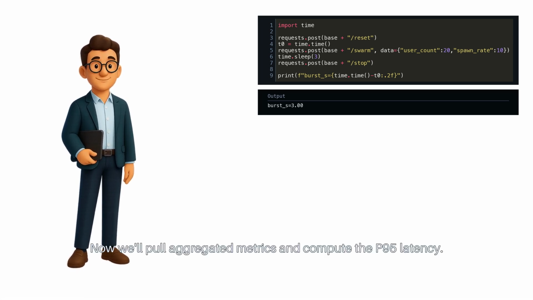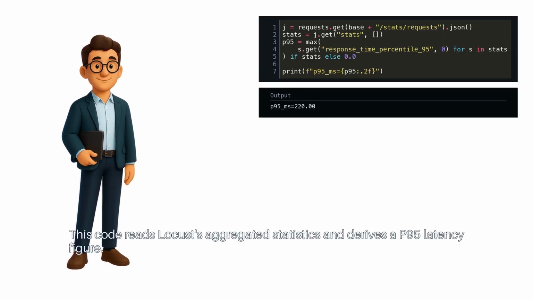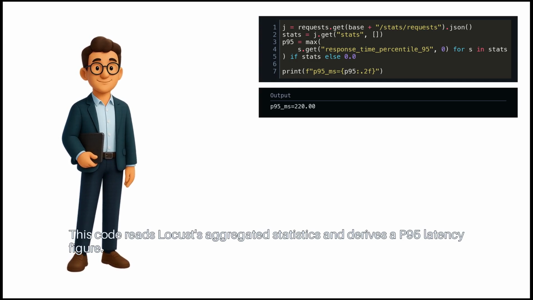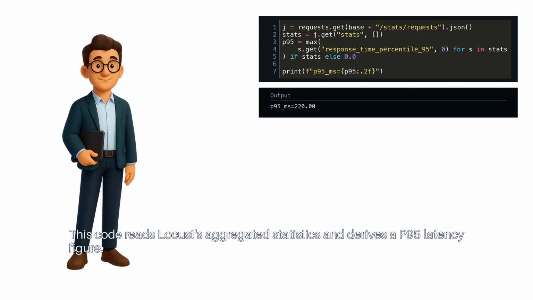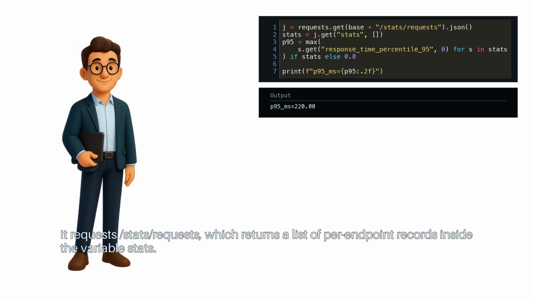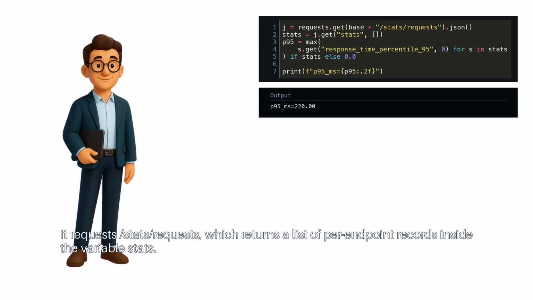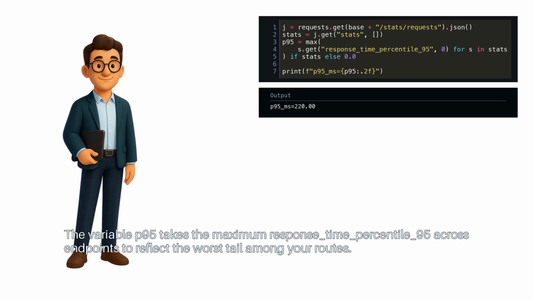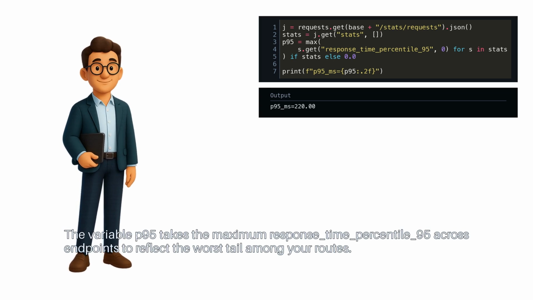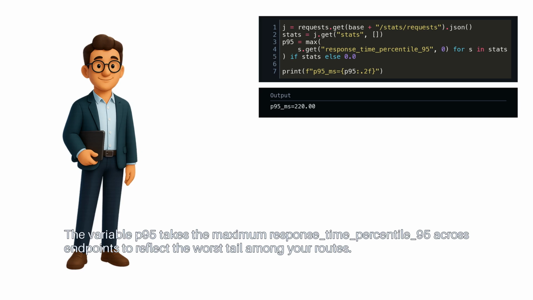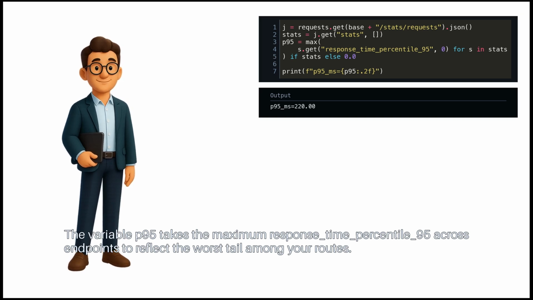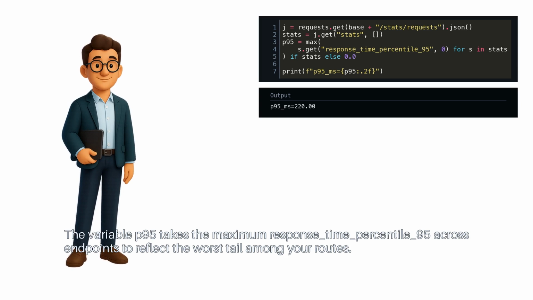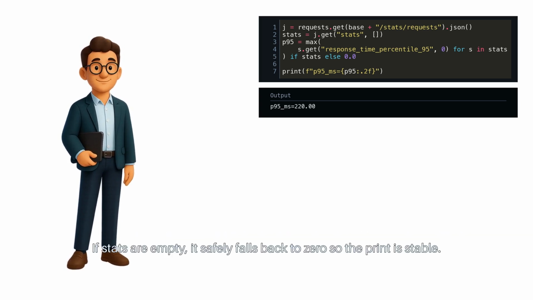Now, we'll pull aggregated metrics and compute the P95 latency. This code reads Locust's aggregated statistics and derives a P95 latency figure. It requests stats requests, which returns a list of per endpoint records inside the variable stats. The variable P95 takes the maximum response time percentile 95 across endpoints to reflect the worst tail among your routes. If stats are empty, it safely falls back to 0, so the print is stable.